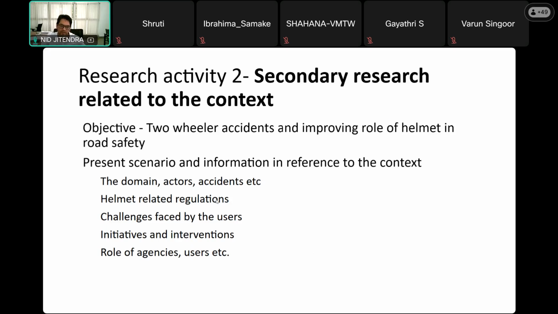Helmet related regulations, what is going to be the fine and all, or what is the situation in present scenario, you are going to catch hold of that information. These are all secondary data. Challenges faced by users, there is an extensive amount of research already done, and you will come to know that there are challenges faced by users. Initiatives and interventions by NGOs or self-help groups or researchers, they are going to provide you a lot of information and possibilities. Role of agencies and users, all these things we have to understand. Okay.